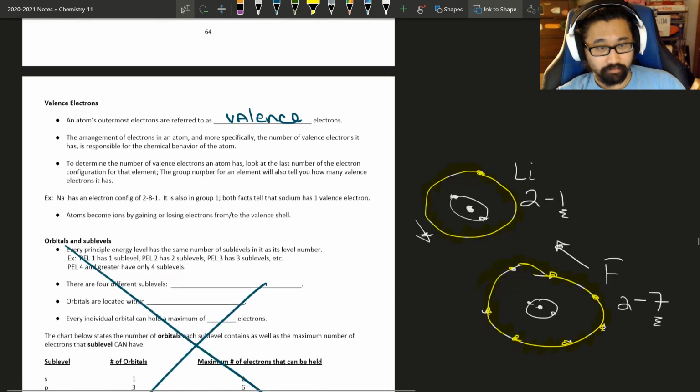We left off here talking about valence electrons, this outermost shell. I realize it's a little hard for you to see my cursor now. But talking about the valence electron, which is this outermost electron, or in fluorine's case, there are 7 outermost electrons. They are interesting because those are the first electrons that actually interact with other atoms. That's really how chemical reactions take place.